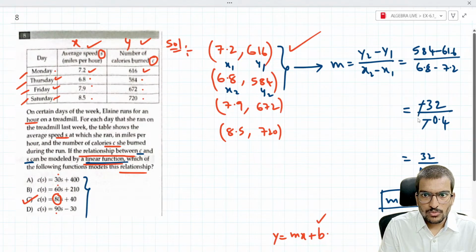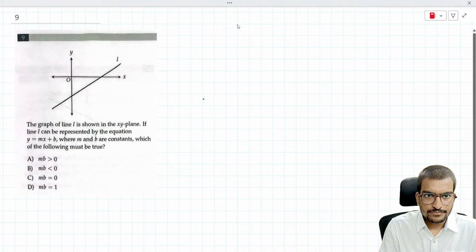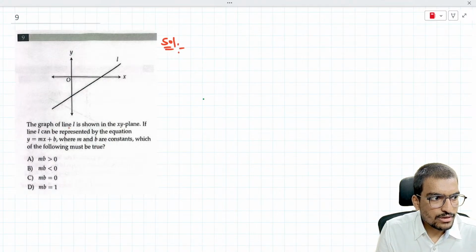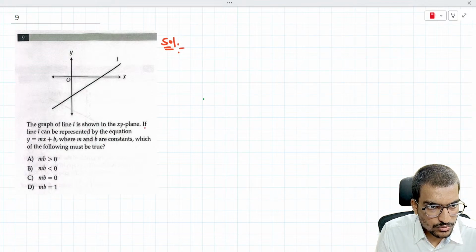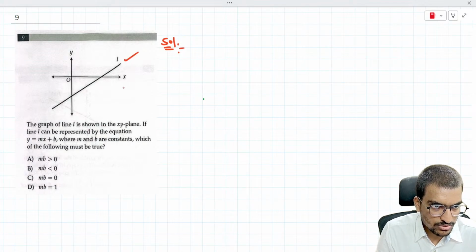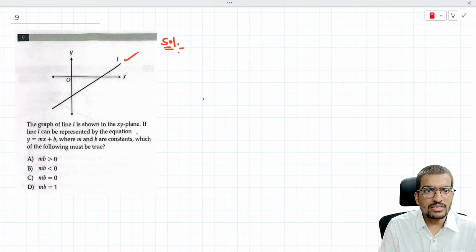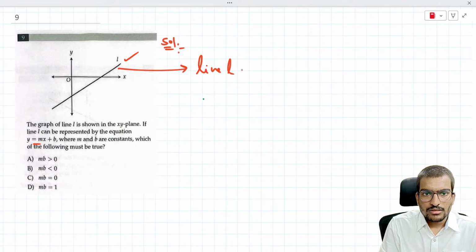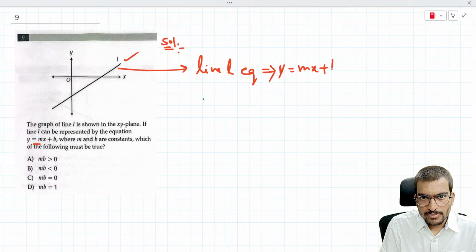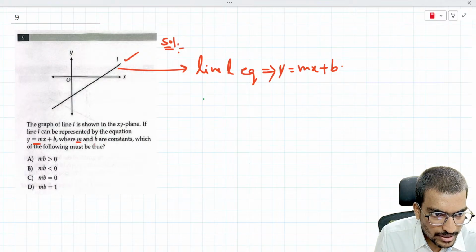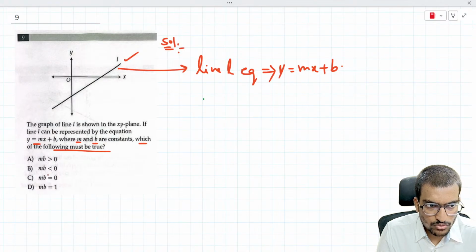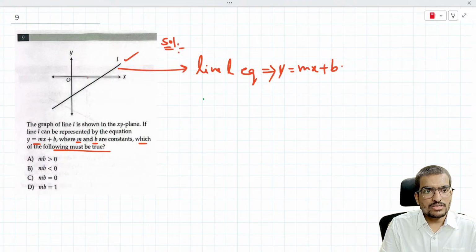I'm moving to the next question, question 9. The graph of a line L is shown in the xy plane. Okay, this is the line L. If the line L can be represented by the equation y equals mx plus b, where m and b are constants, which of the following must be true? Which of the following out of A, B, C, D is true? It's dealing with mb.